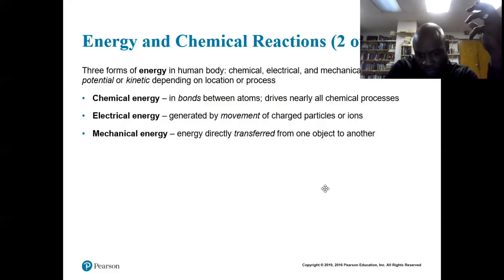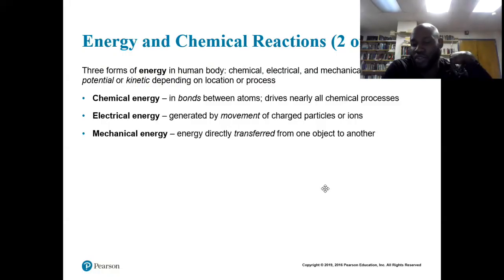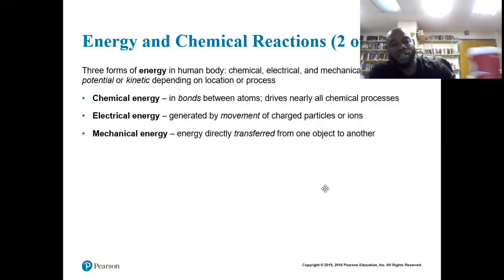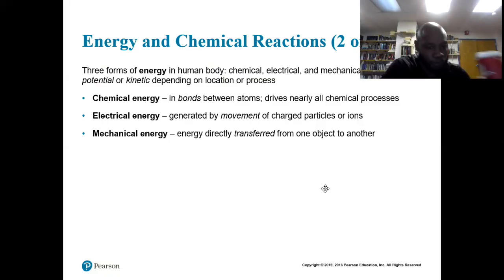So I think my body sends a signal to my bicep, which causes my arm to grab my coffee, pick it up, bring it to my mouth. Mechanical energy. Right, so chemical, in between the bonds, electrical, movement of charged particles such as electrons or ions, and mechanical energy directly transferred from one object to another. All right, usually involves movement.